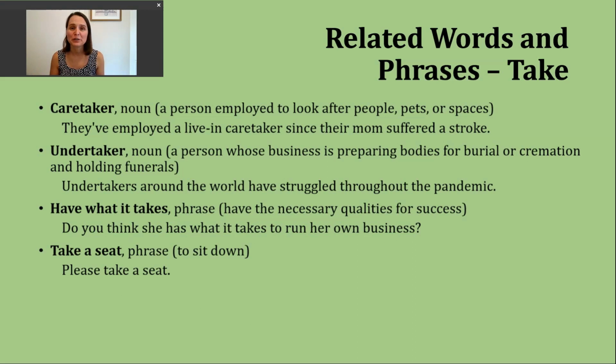The last phrase we're going to look at today is to take a seat. And this is just another way to say sit down. So as you enter a place, someone might say, please take a seat. And they're just encouraging you to sit. There might be a designated area. You can watch kind of how they're gesturing you, or you might be able to pick any seat that is available.